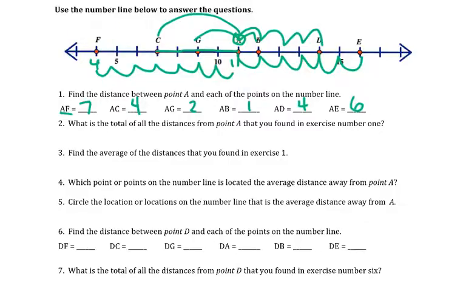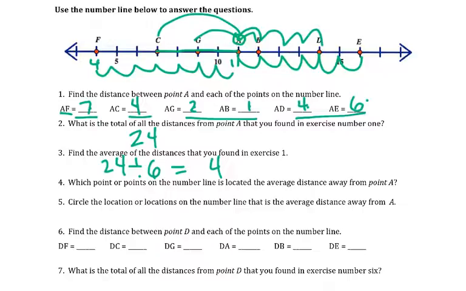Okay, so what is the total of all the distances from point A that you found? So if we add them all up, 10, 24. Find the average of the distances that you found. So 24 divided by how many we had? 1, 2, 3, 4, 5, 6 would give us 4. So the average distance was 4.